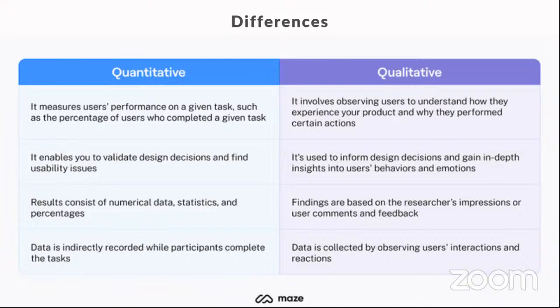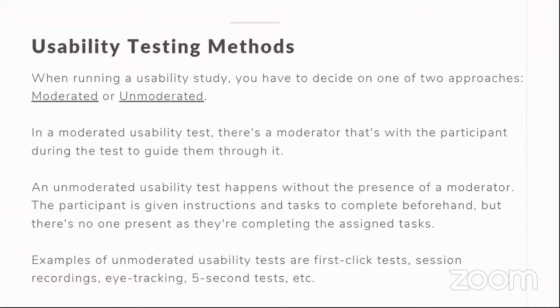Then in qualitative, the data is collected by observation, purely by observation. So that's why you need to record sessions and you need to jot things down. So to summarize these differences, qualitative testing is all about understanding the why behind the user's action, while quantitative testing helps you understand their experience through data and statistics. So that's that. Let's move on to usability testing methods.